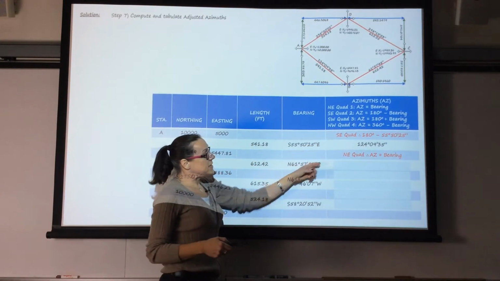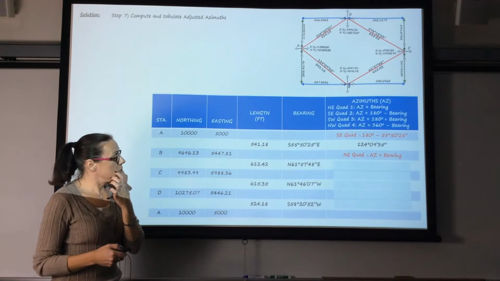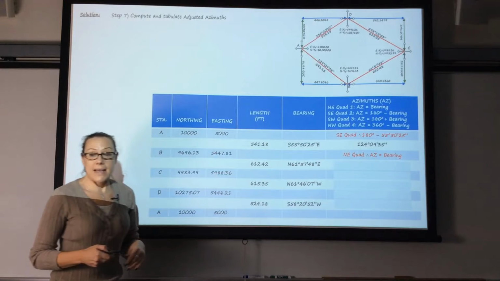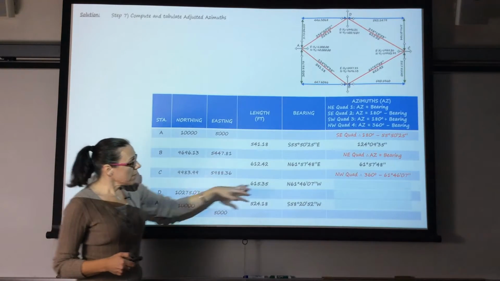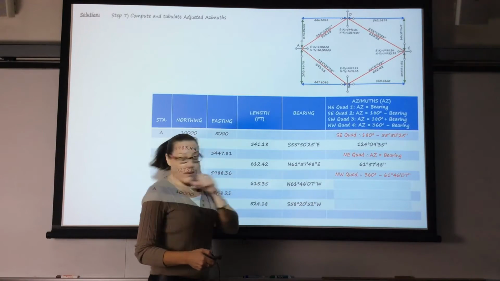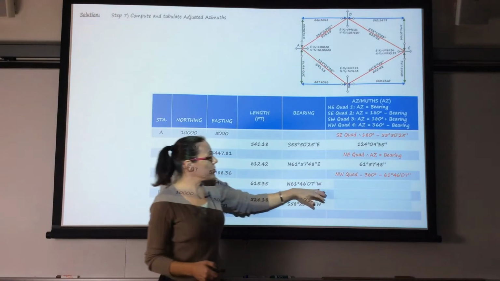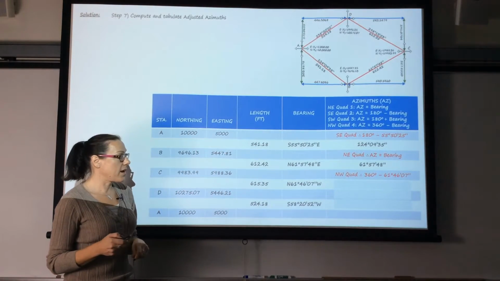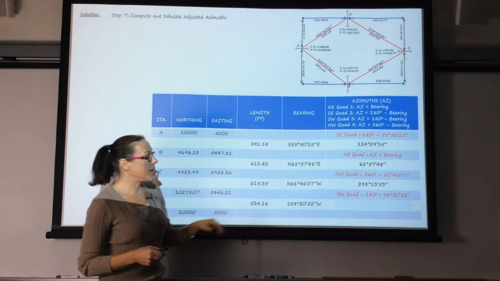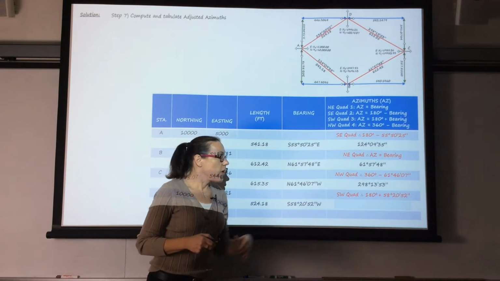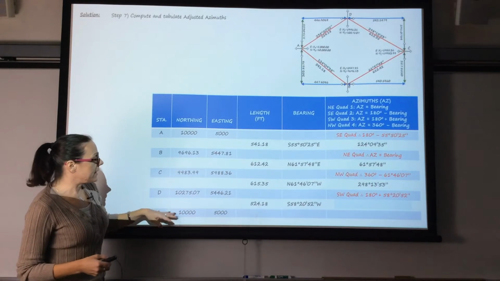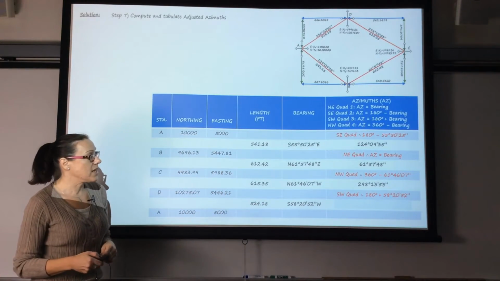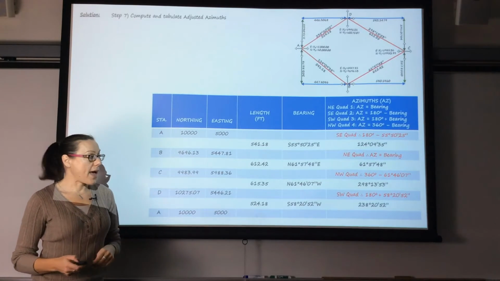The next one is in the northeast quadrant, and we know that when it's in the northeast, the bearing is the same as the azimuth. The next one, we know that it's northwest, so we have to take 360 minus the bearing, and we're going to get 298 degrees. And then the last one is in the southwest, so I have to add 180 degrees to the bearing to get the new azimuth.